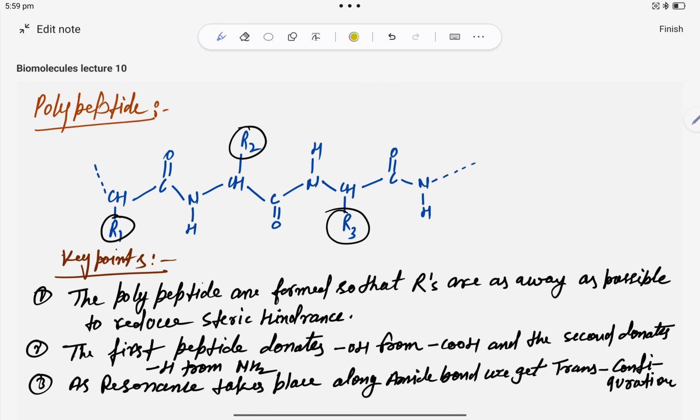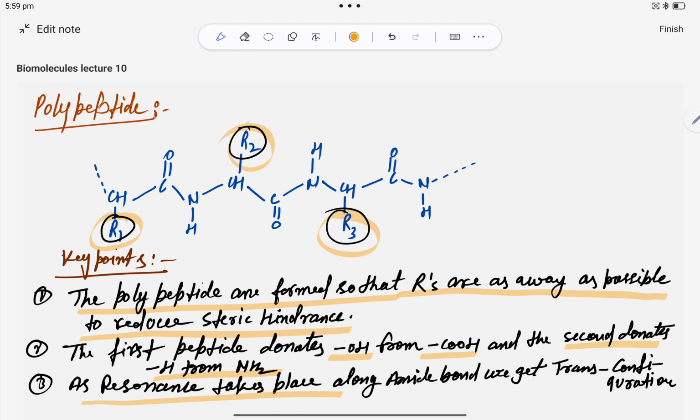Once again, I am explaining. Check it once. The polypeptides are formed so that the R's are as far away as possible to reduce steric hindrance. That is why their positions are far. The first peptide donates OH from COOH and the second donates H from NH2. As resonance takes place along the amide bond, we get trans configuration also.